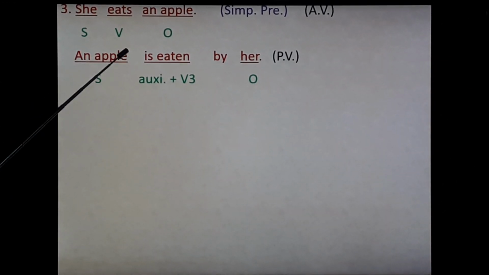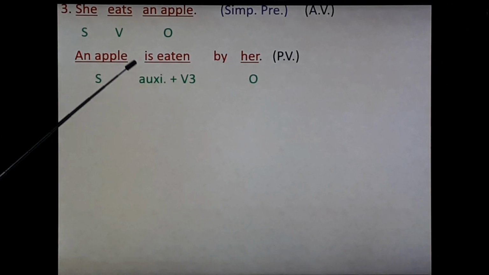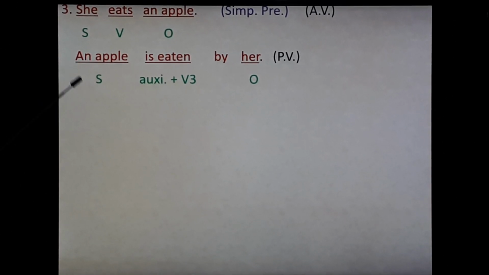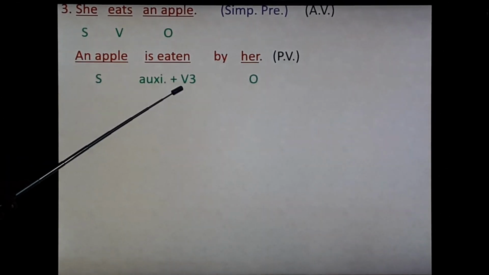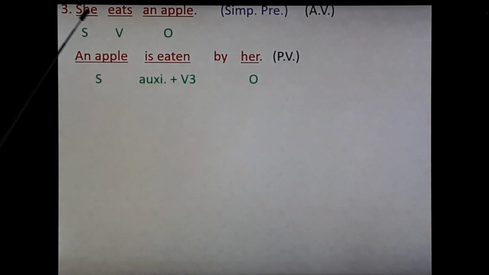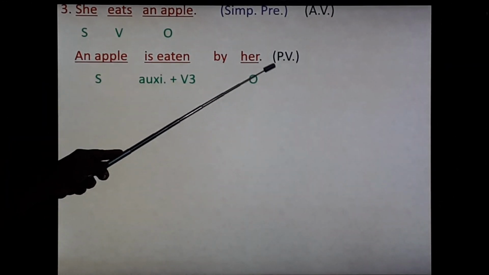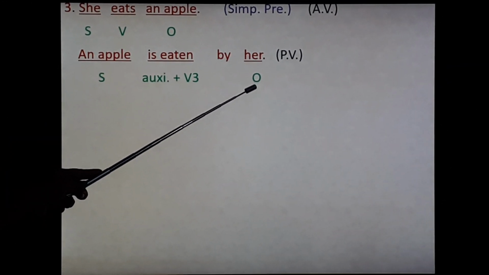So an apple. After that you have to put appropriate auxiliary verb or helping verb. Is, am or are according to the subject of passive voice. So an apple is. Then V3 form of this eat. So eaten, then by, and she becomes her in passive voice. So that is an object.